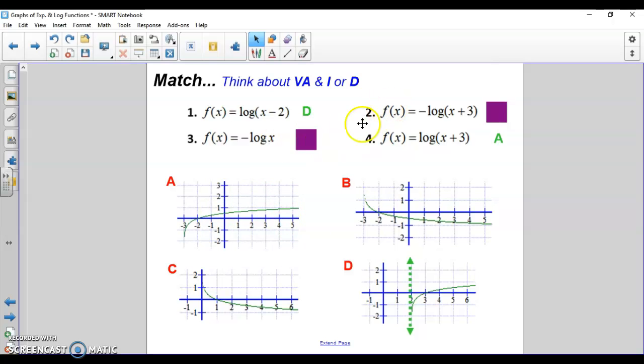2 and 3, these are both decreasing. Notice they're both flipped. Now it's just figuring out which one is shifted. That's it. 3 is not shifted. So C is your answer there. I don't have a vertical shift, I have a vertical asymptote. It's just going through 0. So I have that. It's C. Process of elimination leaves me B for number 2. Alright, those are the things you're thinking about.